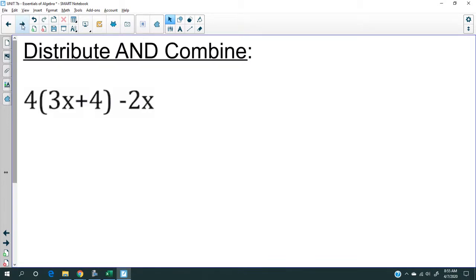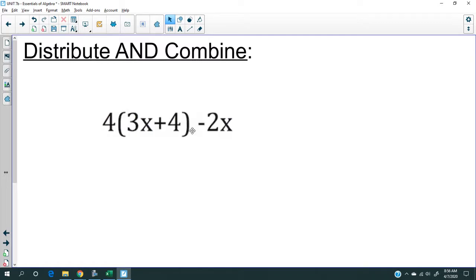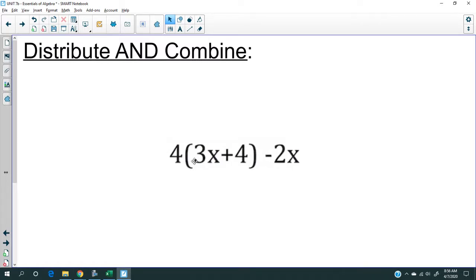Distributing fractions. Okay, write this down. Pause for a moment and write this down. This is what we're going to do today: distribute and combine. I'm going to show you what that all means. Let me move this to the middle. Copy this example down, and I'll show you what I mean.